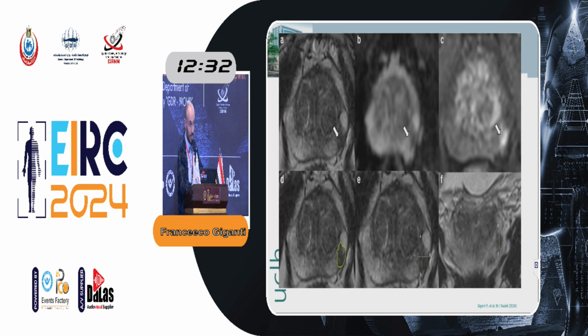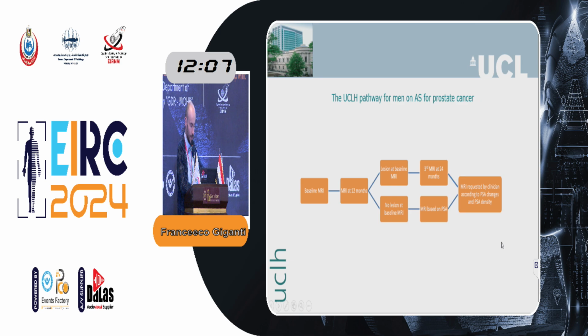Here you can see a lesion in the left peripheral zone. You can see the lesion also on the ADC map and on the high b-value sequence, and you can see basically how you can calculate the tumor volume. Basically, you can do it by planimetry, slice by slice, or you can use the single diameter, 2 diameters, or the ellipsoid formula, which is A by B by C by 0.52.